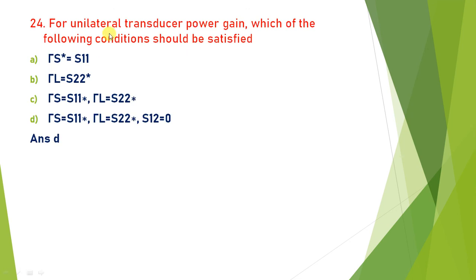For unilateral transducer power gain, which of the following conditions should be satisfied? For unilateral power gain, the source reflection coefficient is the complex conjugate of S11. Similarly, the load reflection coefficient is equal to the complex conjugate of S22, and S12 must be equal to 0. For a unilateral device, we have seen S12 must be equal to 0 is the first condition, and these are the second. So answer is D.